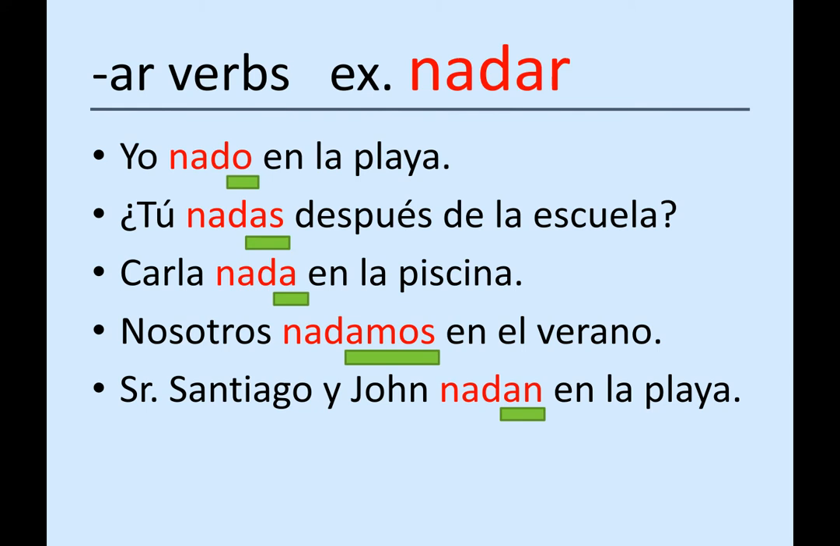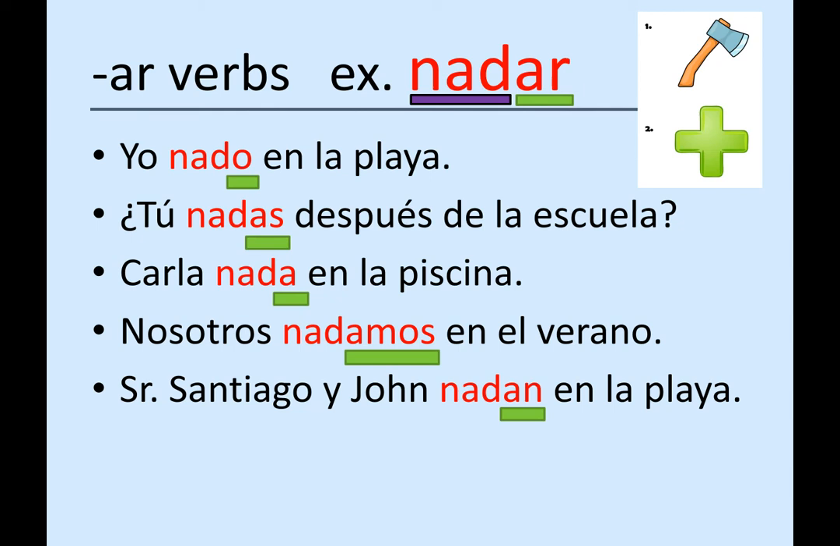Did you notice that they all have endings? O, as, a, amos, an. Did it remind you of jugar? Yes, that's right. When you think about it, it is a chop and add. Step 1, you chop off the AR ending and you're left with the root or the stem, nad. So you take the stem and then you change the ending to conjugate. Yo, o, tú, as. One person, one vowel. Nosotros, amos. Together they go in the van. Ellos, an. Muy bien.